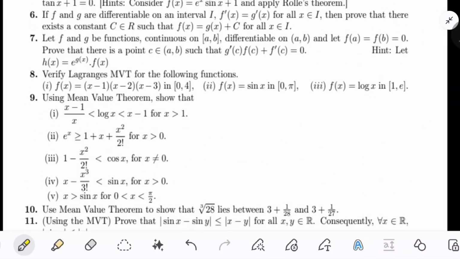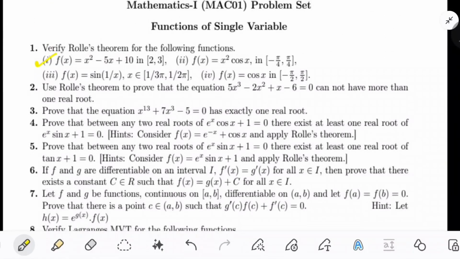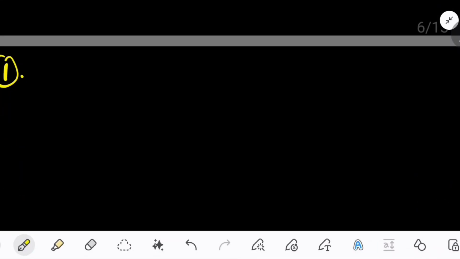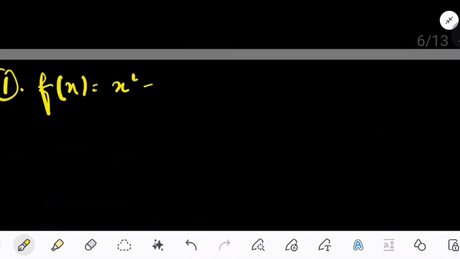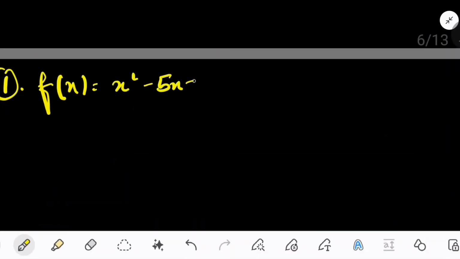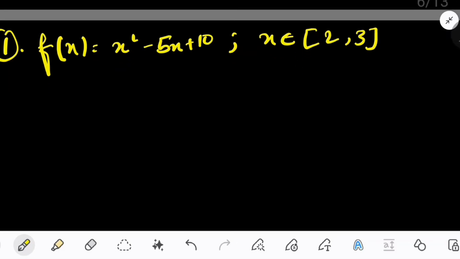In this you have to verify the Rolle's theorem for this expression in 2 to 3. f of x is equal to x square minus 5x plus 10 for x belongs to the closed interval 2 to 3, right? Since it is a polynomial, it is a continuous function and it will be differentiable, right? So you don't need to prove it.